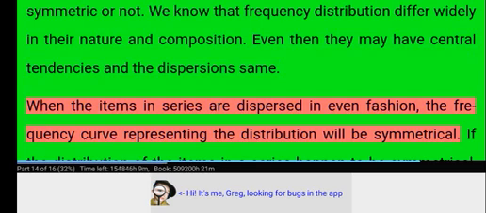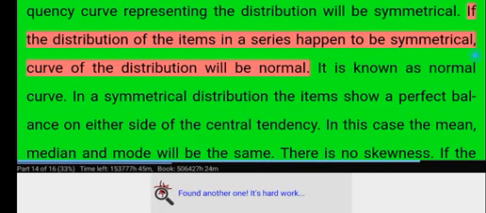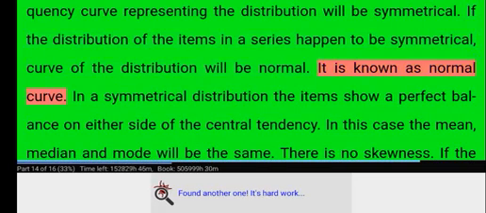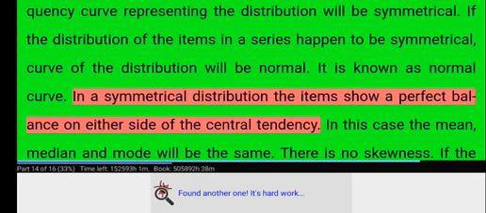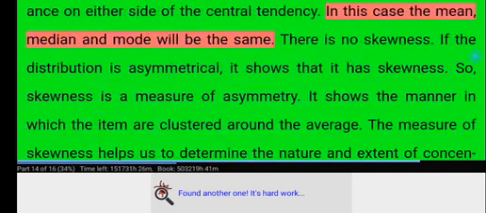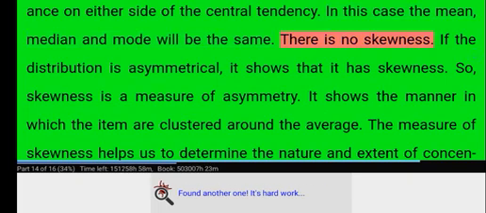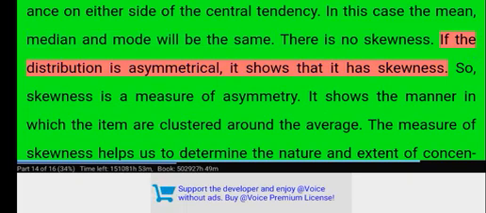When the items in a series are dispersed in an even fashion, the frequency curve representing the distribution will be symmetrical. If the distribution of the items in a series happens to be symmetrical, the curve of the distribution will be normal. It is known as the normal curve. In a symmetrical distribution the items show a perfect balance on either side of the central tendency. In this case the mean, median and mode will be the same. There is no skewness. If the distribution is asymmetrical, it shows that it has skewness.